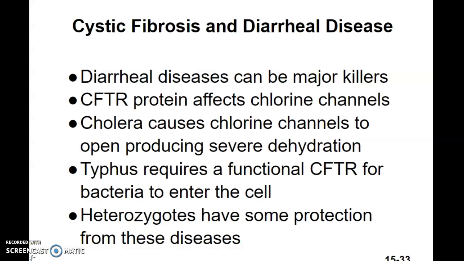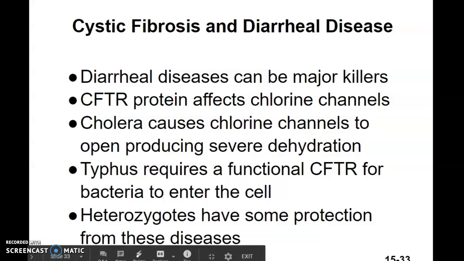Cystic fibrosis, probably the most common genetic disorder among people of Caucasian descent. Turns out having one copy of this gene can protect you from diarrheal disease. Believe it or not, diarrheal disease is the major killer in the world. It kills more people than anything else, due to dehydration usually.